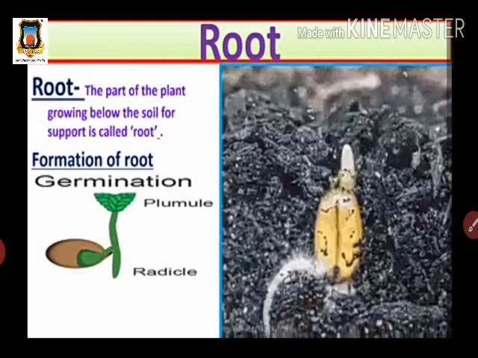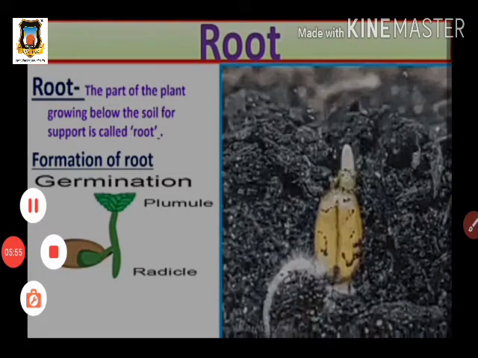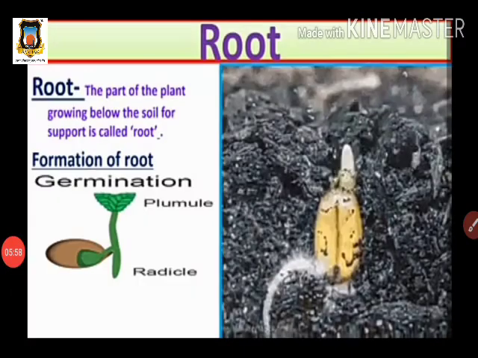Okay, by seeing these images we see what changes take place. There is germination of the plumule and radicle in that seed. So what happened?